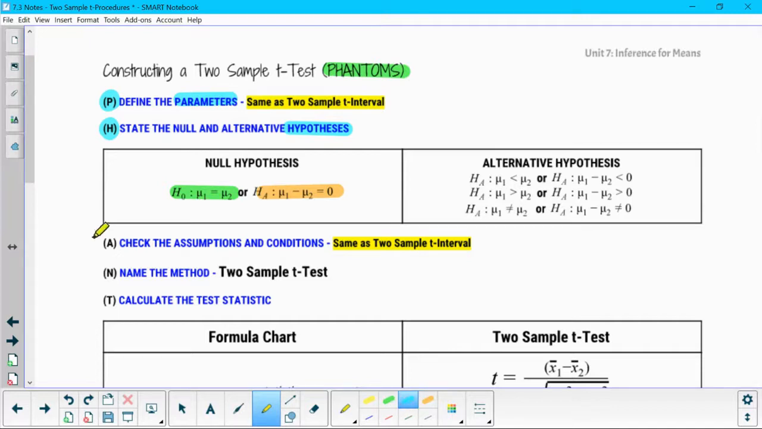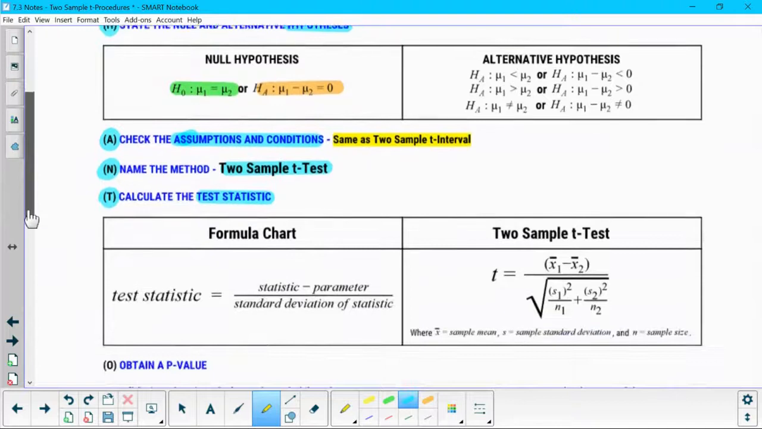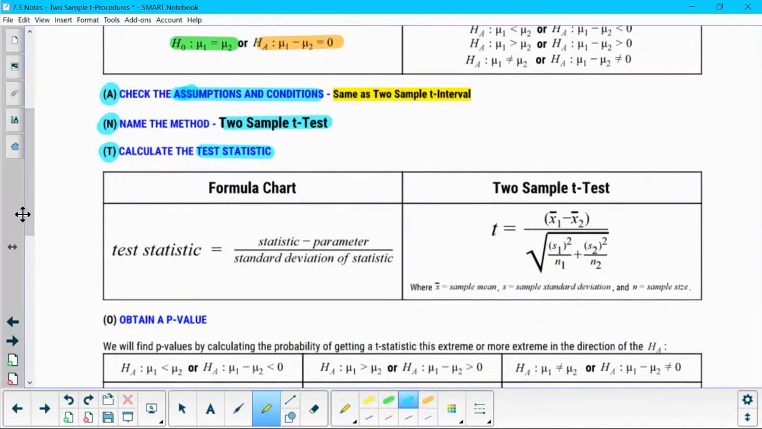Checking the assumptions and conditions is exactly the same as it was for 2-sample t intervals. Remember, you're checking it for both groups. In my method, 2-sample t-test, my test statistic, my t statistic in this instance, is going to be calculated by doing the difference between the 2 means over the standard error. Now we're going to do one by hand, and then I will show you how to do one in your calculator.